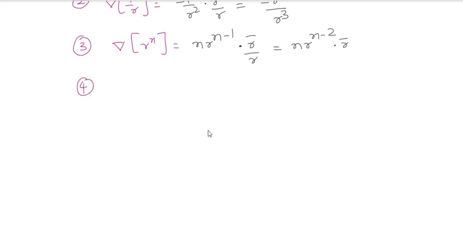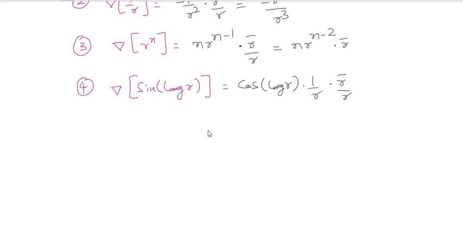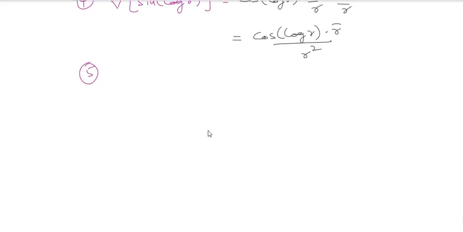Next some more. Can you tell me what is del of sine of log r? What is this value again? The total will be f of r. So f dash r is nothing but, sin x gives cos of log r. Again for log r you will have 1 by r into r bar by r. So now the answer for this is cos of log r into r bar by r square. Is my point clear? Directly with that result, f dash r into r bar by r, you can do it.